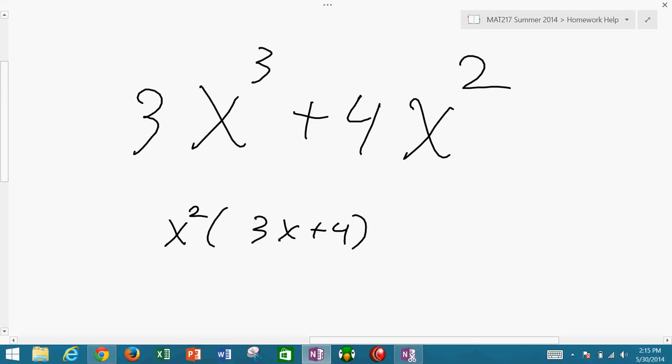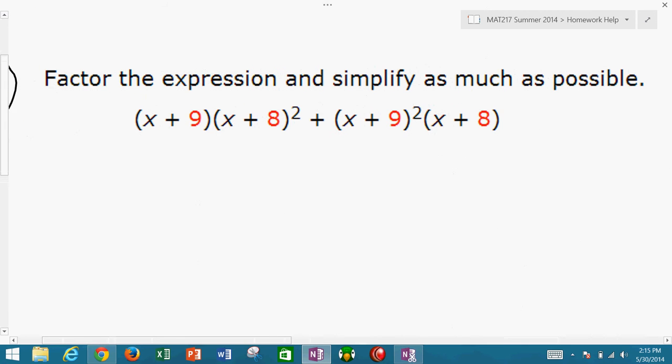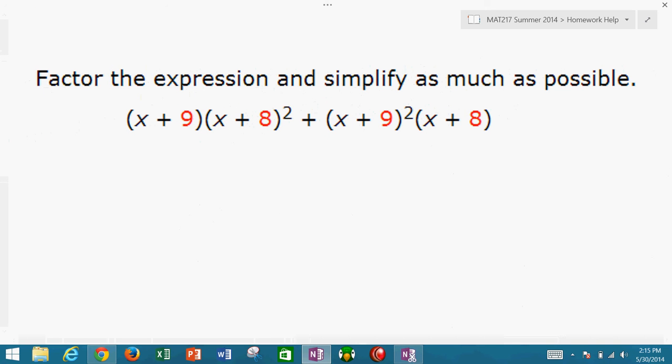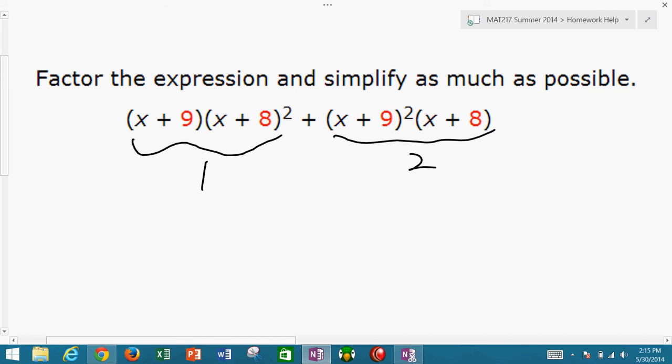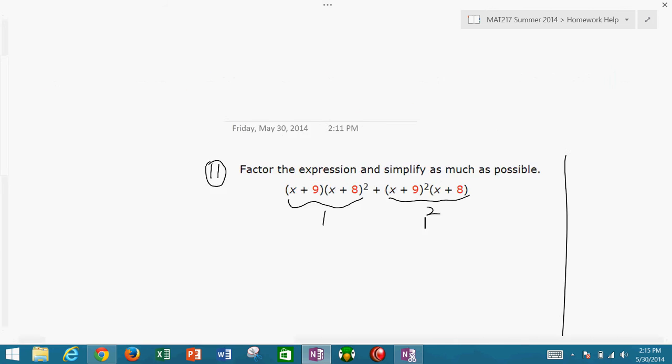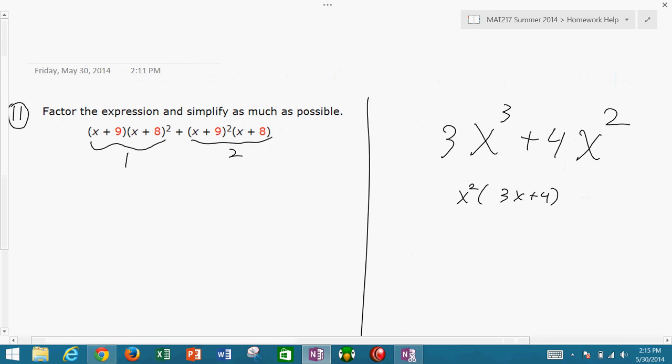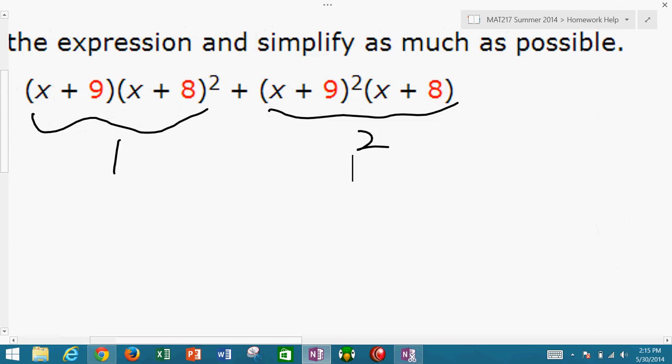If that's a big enough hint for the previous problem, stop the video and try it on your own. If it's not a big enough hint, let me go back. So using that same logic here, do you recognize that we have term 1 and term 2, and they have things in common, just like the previous problem that had x's in common. These have x plus 9s and x plus 8s. So what are we going to do? Factor out the things that they both have in common.